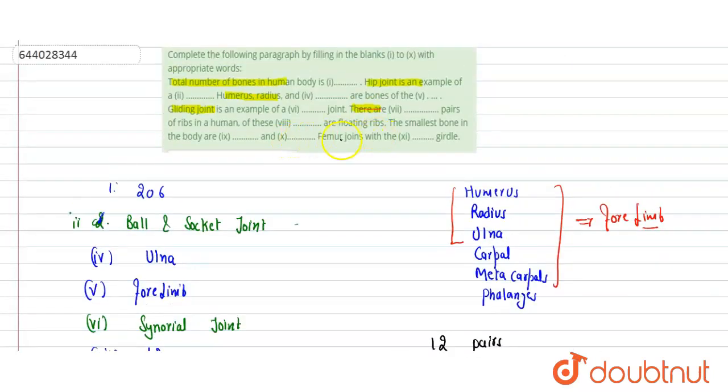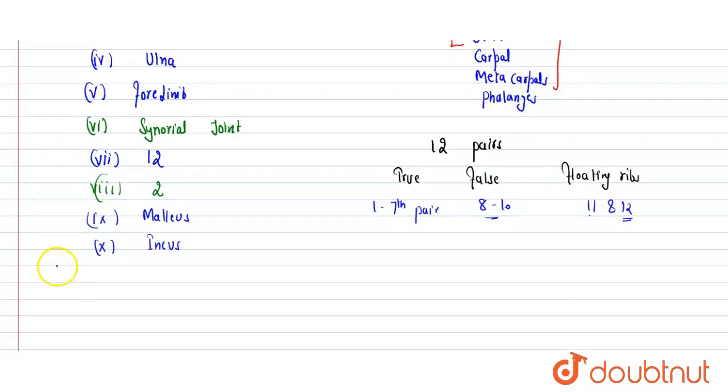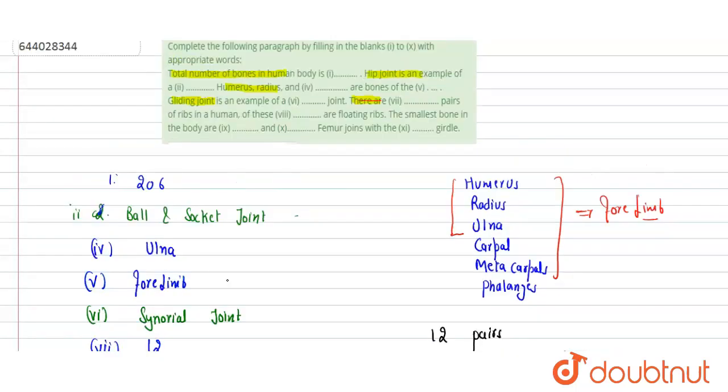And last is the femur joins with blank girdle. Femur is the longest bone present in the hind limb. It runs from hip to knee, and at the hip it joins with the pelvic girdle, or we can say the pelvic bone. It is joined with the pelvic girdle. The 11th will be the pelvic.